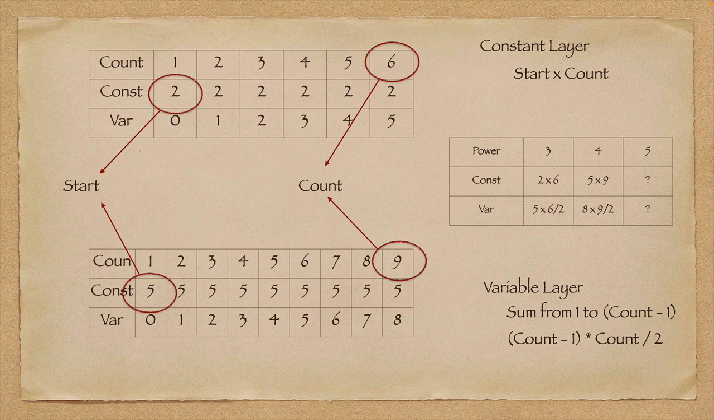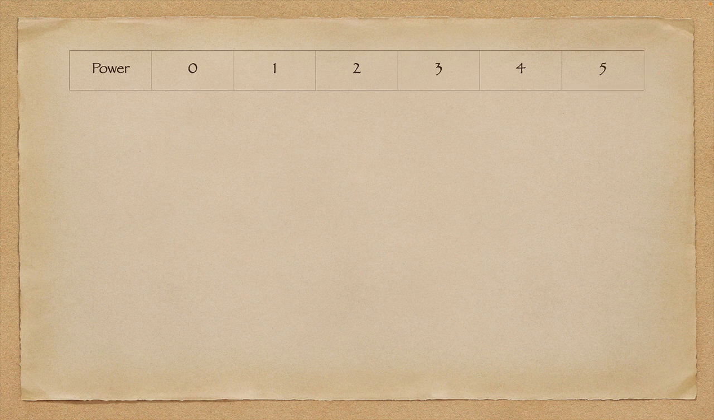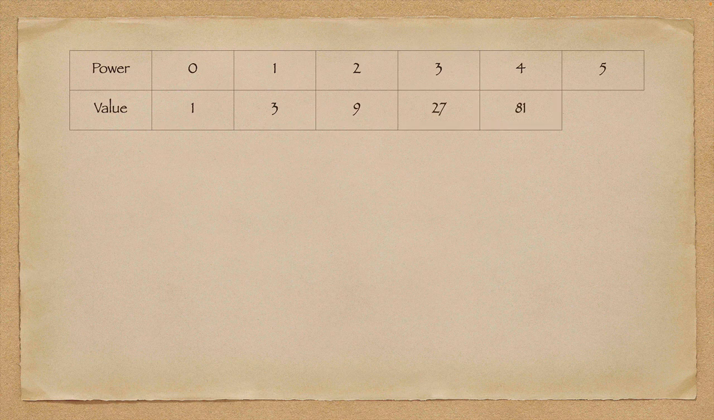The question now is asking you, what is that constant value when you look at 3 to the power 5? And what is the variable value when you look at 3 to the power 5? That's what we're trying to solve. So now let's list down all the values that we know so far, which is the powers of 3 from 0 all the way to 5. So the value, of course, 3 to the power 0 is 1, 3 to the power 1 is 3, 3 squared is 9, 3 cubed is 27, 3 power 4 is 81, 3 power 5 is 243.